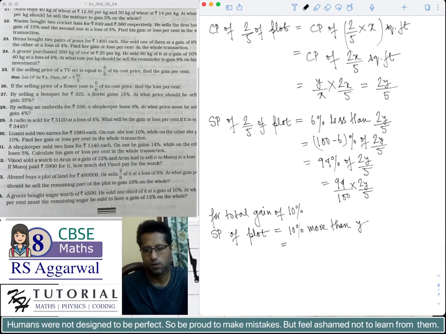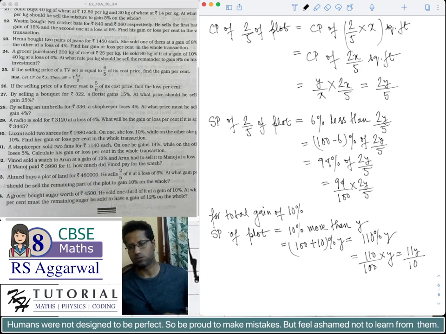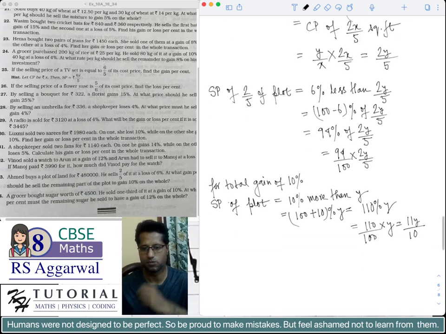So this is equal to 10% more, meaning 100 plus 10% of y, which is equal to 110% of y, which is equal to 110 divided by 100 multiplied by y, which is equal to 11y by 10. So when we have assumed that the cost price of the entire plot is y, and to make an overall gain of 10% on the plot, the selling price should be 11y by 10. This is the total selling price of the plot.